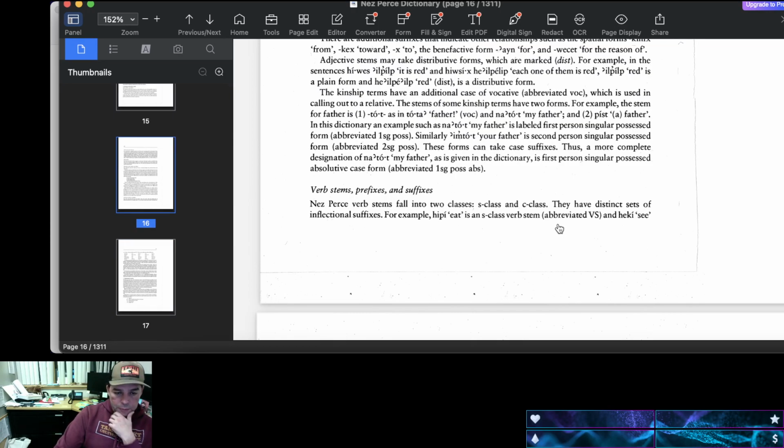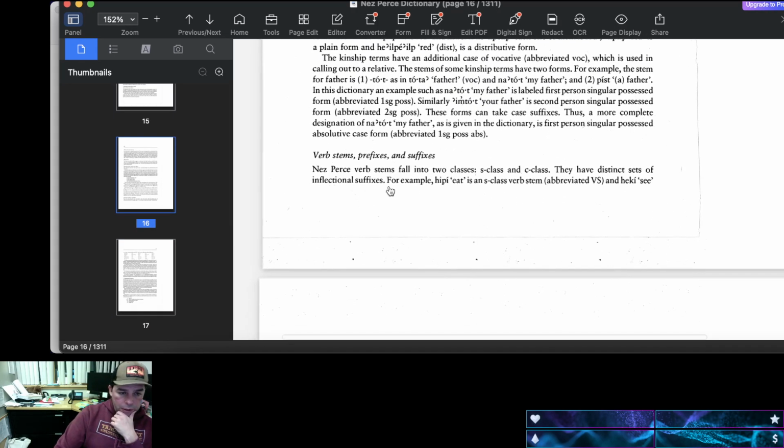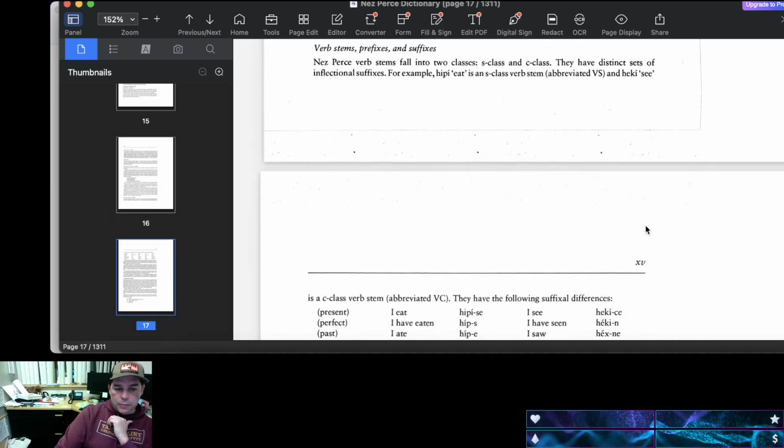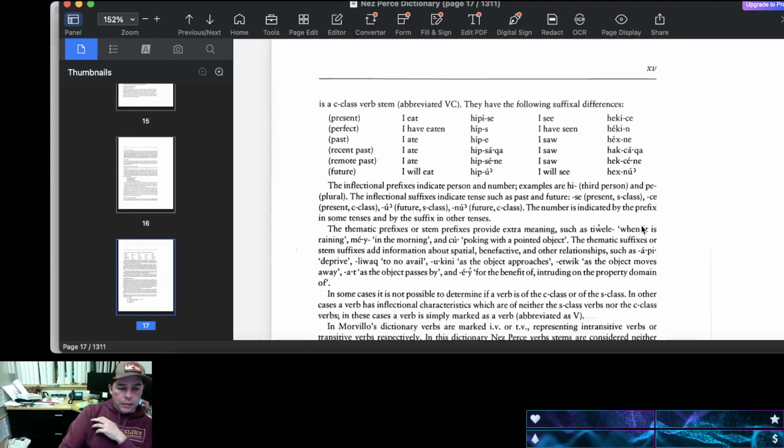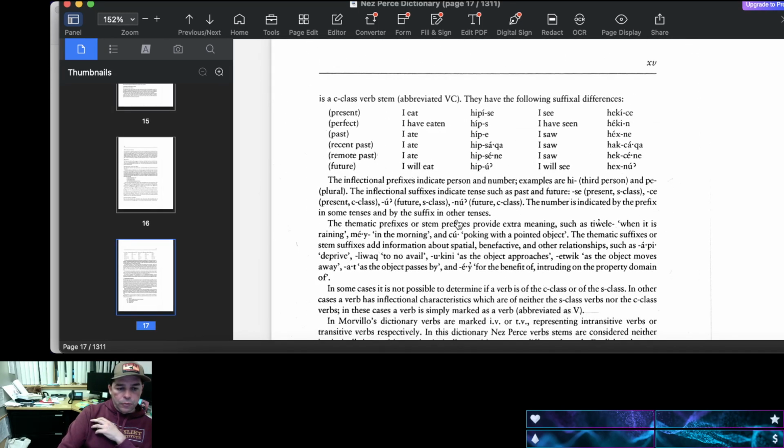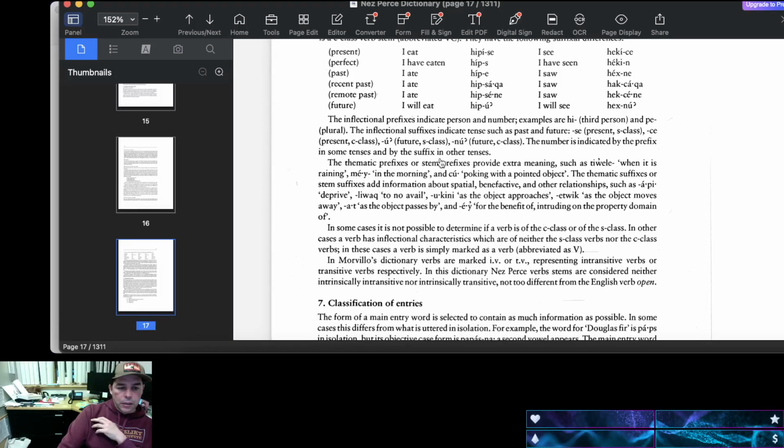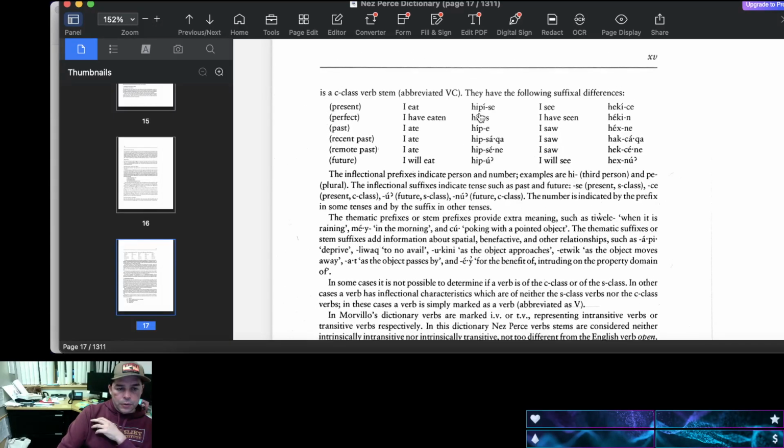I mean, you don't need me to read it to you, but it talks about how Nez Perce verb stems fall into two classes, the S class and the C class. It talks about how that's indicated by the letter N. So where that root word ends with the letter N, that's what's going to determine whether it's an S class or a C class.